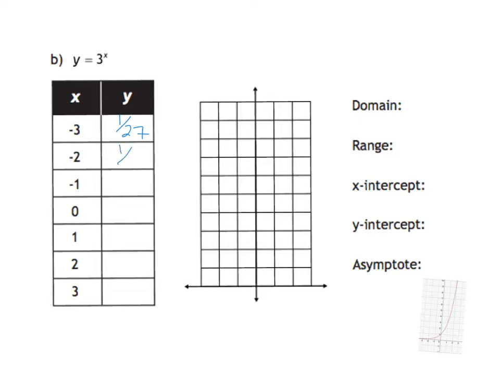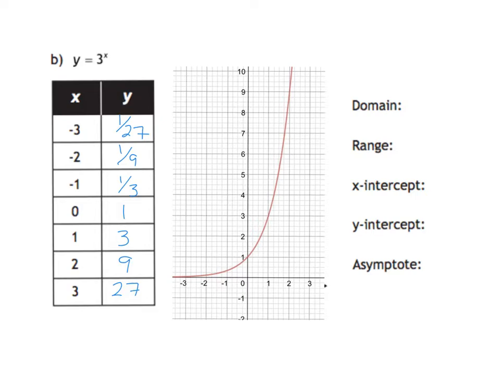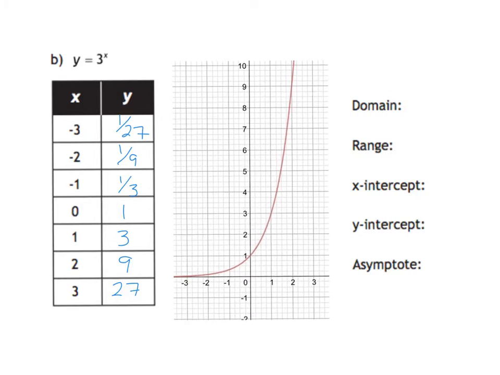3 to the power of negative 2 is 1 over 9. And then we have 1 over 3, 1, 3, 9, and 27. When we look at that graph, it looks very similar to y equals 2 to the power of x. It just increases more quickly, right? If you want to see how different they are, graph them both at once on your graphing calculator, and you can see how they compare, but they're very similar. Y equals 2 to the x just doesn't increase quite as steeply, but it's the same basic shape.